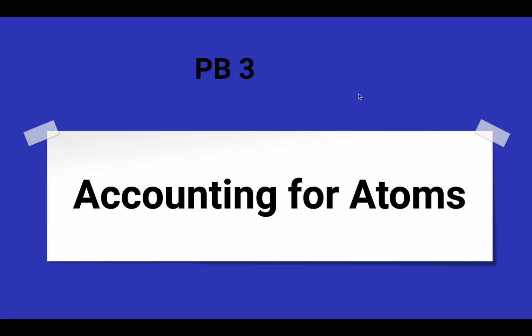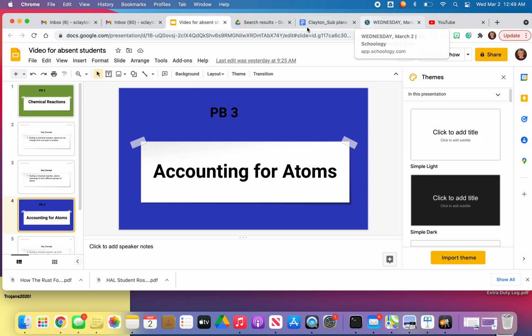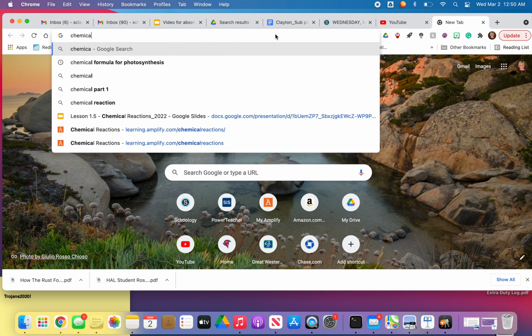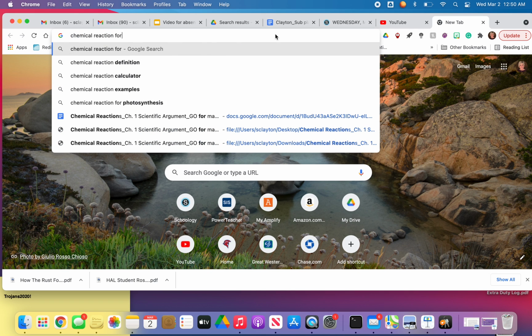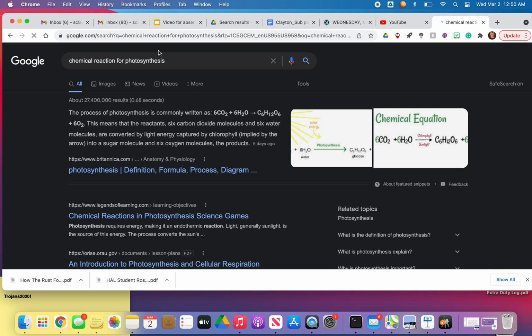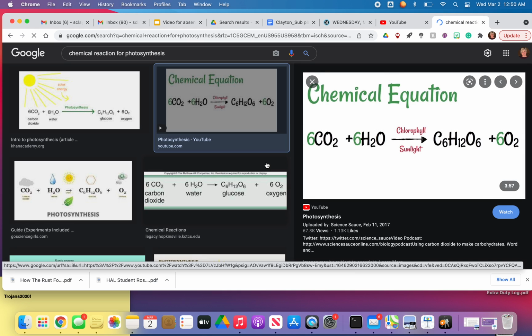I wish I could take a look really fast. Let me see if I happen. Of course, I closed everything out. I'm totally doing this spur of the moment. I'm going to write chemical reaction for photosynthesis. Okay. Beautiful. This is what I want. Hopefully this is a good picture. Yes, great.